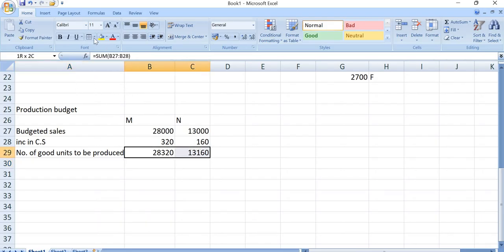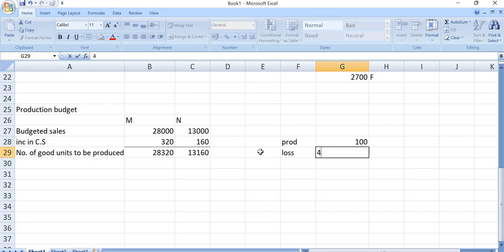So hope this is clear for you. So increase in usually we will be adding closing stock. So number of good units produced 28,320. If I am producing, say for example, production is 100%, my loss will be 4%. So my good units will be 100 minus 4, that is 96. I will be getting 96 as good units. So here this 28,320 is for 96. So I need to calculate how much is for 100%.